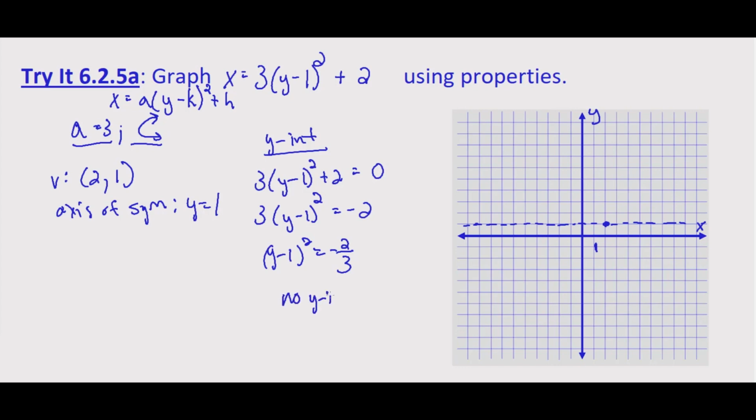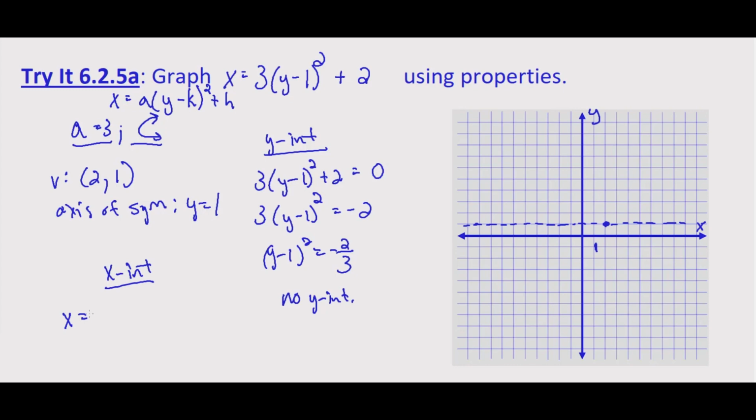No y-intercept. And that makes sense because I misspoke earlier when I said it opened to the left. We already know it opens to the right. a equals 3, which is positive, so it opens to the right, which means there's not going to be a y-intercept. The x-intercept, however, is when y equals 0, and 0 minus 1 squared is negative 1 squared.